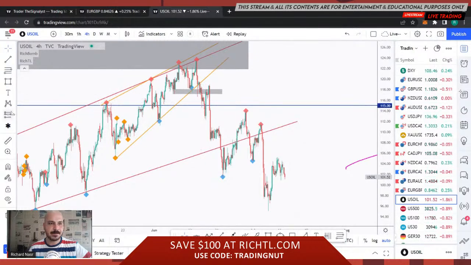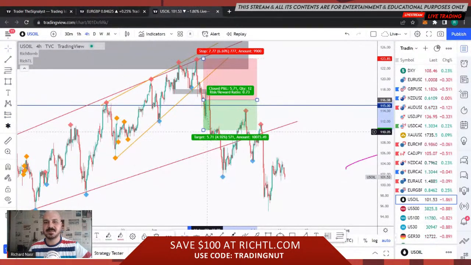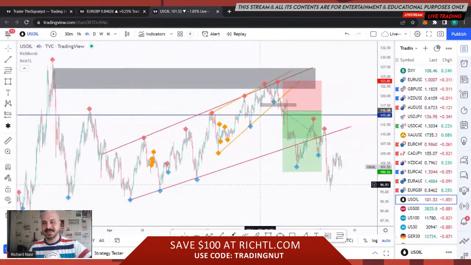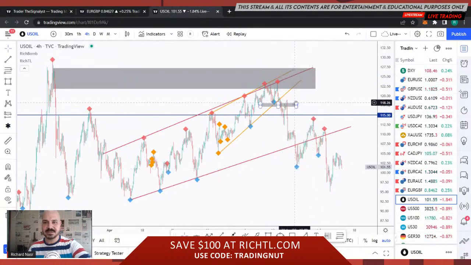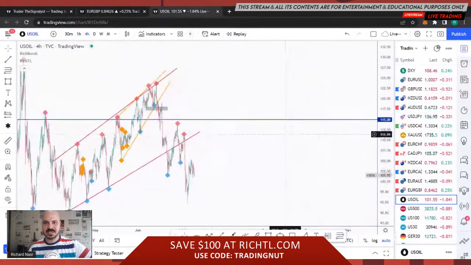The entry could have been here after this momentum candle closed below it, stop loss here, and a 1 to 2 risk reward ratio to have an edge over the market from a risk management perspective. So that's basically it for US oil. Then this was from weekly.